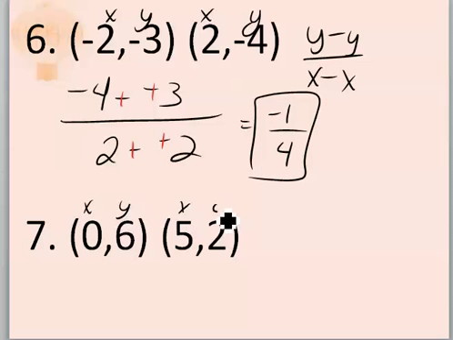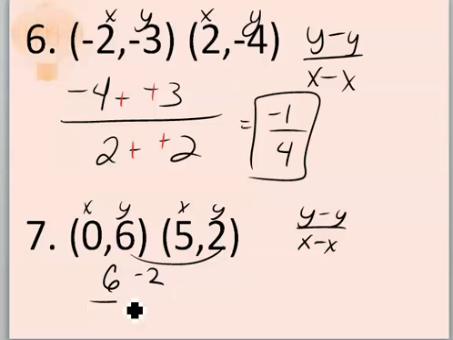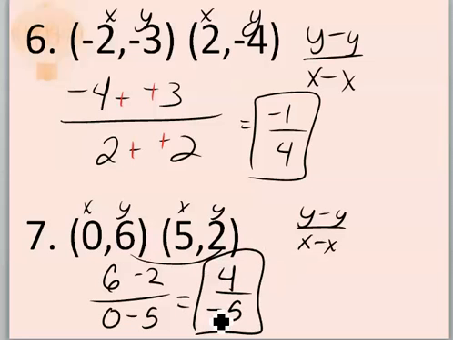For number 7, I would like to get a positive value for my y, so I'm actually going to start with the 6 and do 6 minus 2. Because I started with the 6 on top, I must start with the 0 on bottom. 6 minus 2 is 4. 0 minus 5 is negative 5, and our slope is negative 4/5.